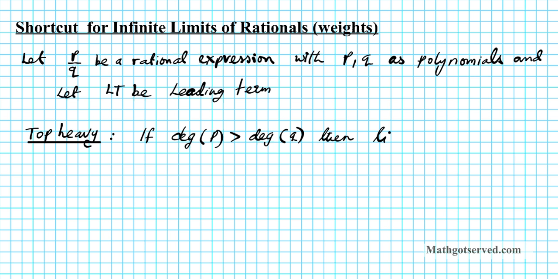Then in that case, the limit as x approaches infinity, actually it's plus or minus infinity. The direction doesn't really matter. Well, let's do infinity first. The limit as x approaches infinity of P over Q is equal to infinity. Okay, if it's negative, then it's going to go to negative infinity also. So we'll probably just put it in there. And also the limit as x approaches negative infinity of P over Q is going to go to negative infinity. All right, so there you have it.